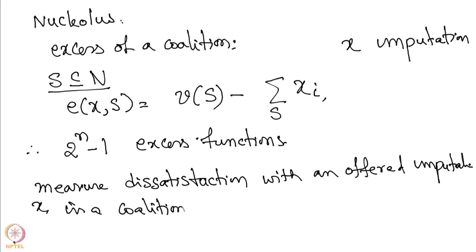In other words, if S is the coalition, the excess function e(x, S) tells you, because x is the imputation offered to us, how much dissatisfaction there is. If v(S) minus this allocation is large, that means they are not happy. So you want the excess to be as small as possible. That is basically the idea.